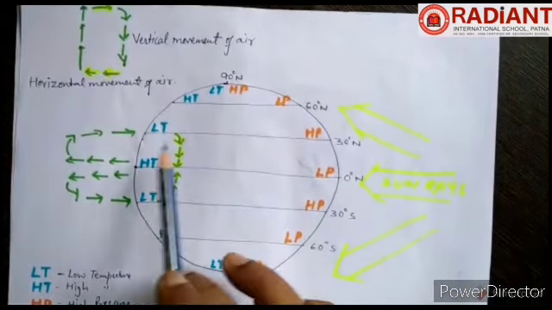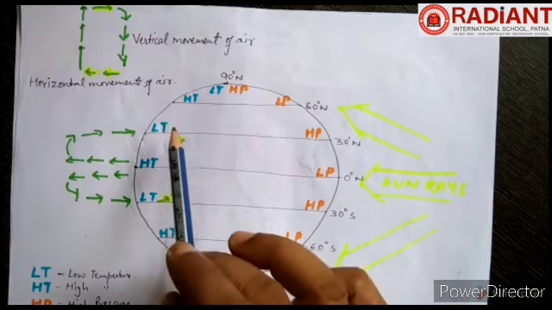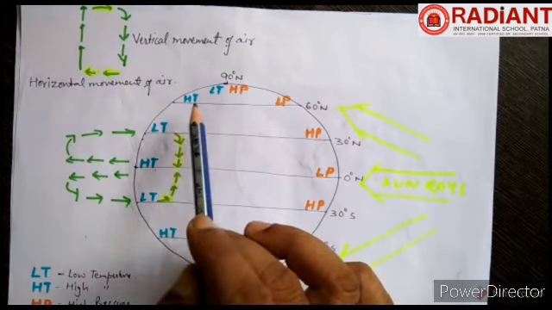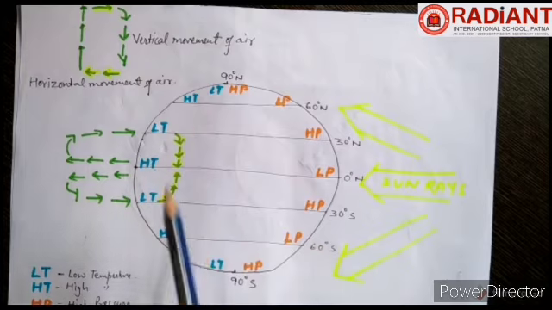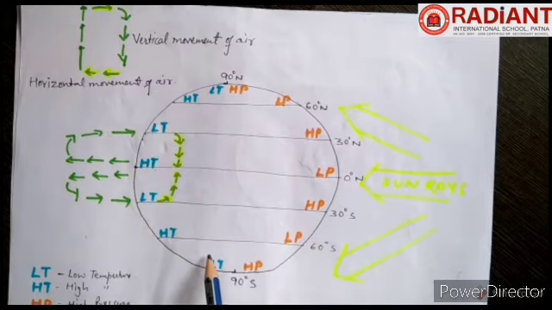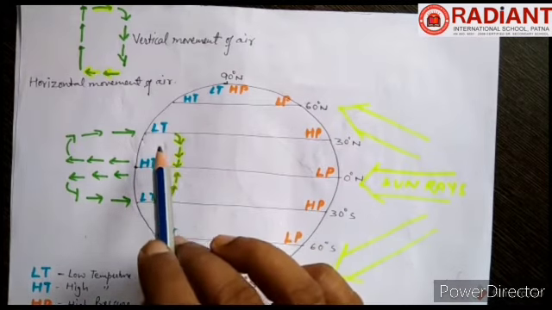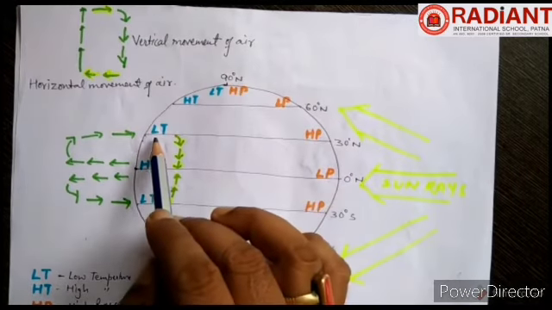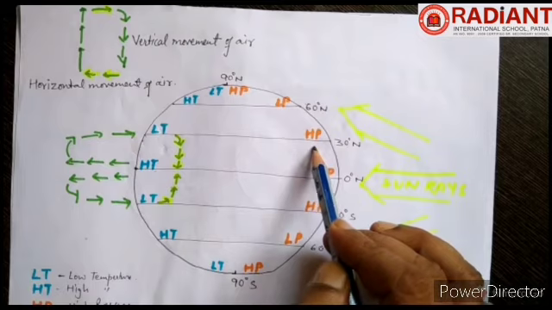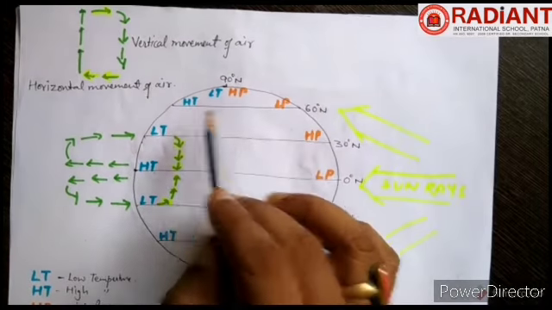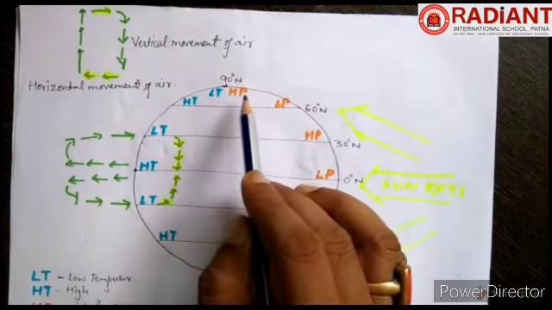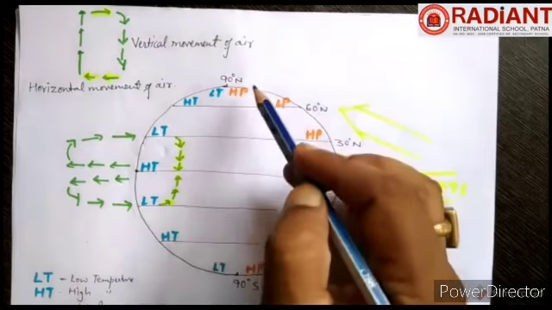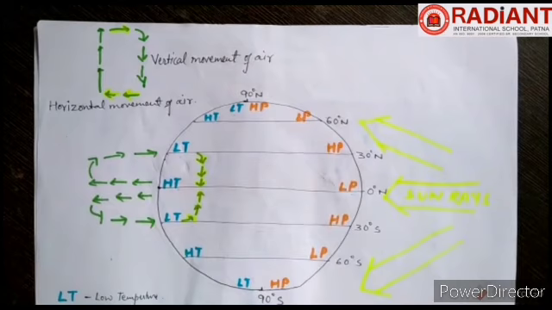Now the same things you can apply on the northern hemisphere and southern hemisphere. Wherever there is high temperature, there will be low pressure. Wherever there is low temperature, there will be high pressure. High temperature, low pressure; low temperature, high pressure. Simultaneously in the northern hemisphere and the southern hemisphere.